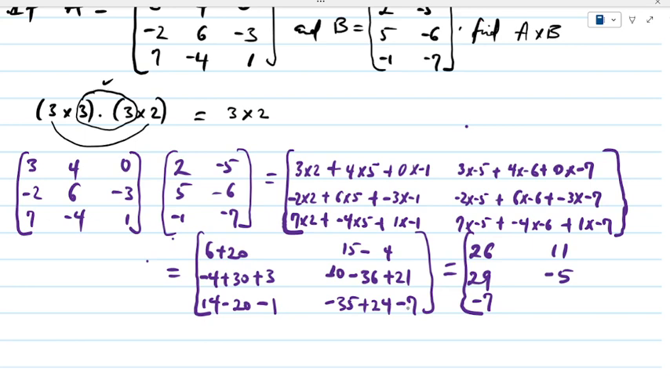And then, minus 35 plus 24 minus 7, so that's minus 18. Good.